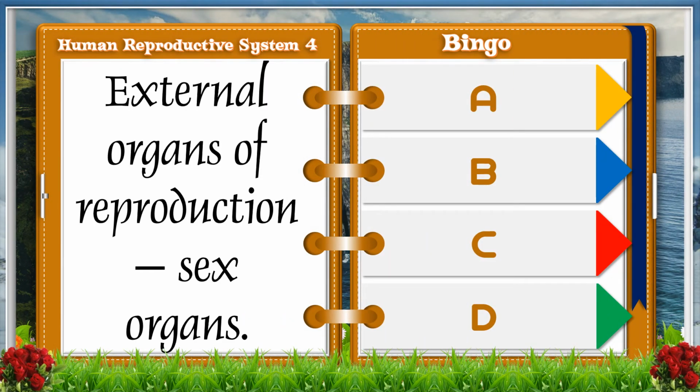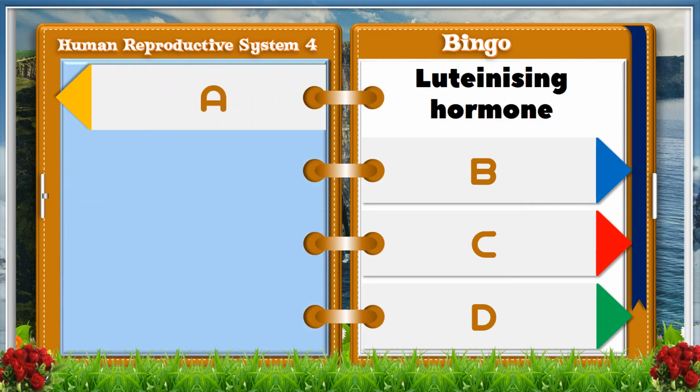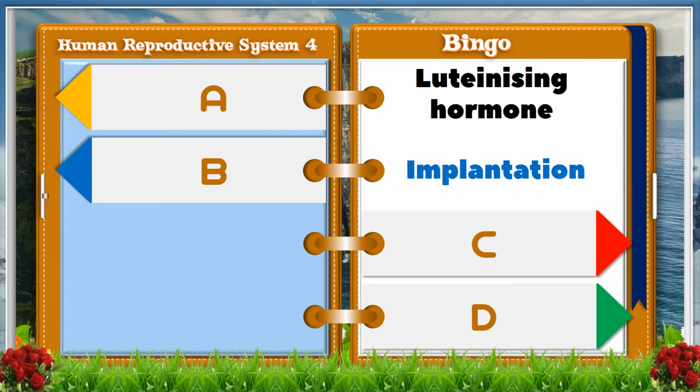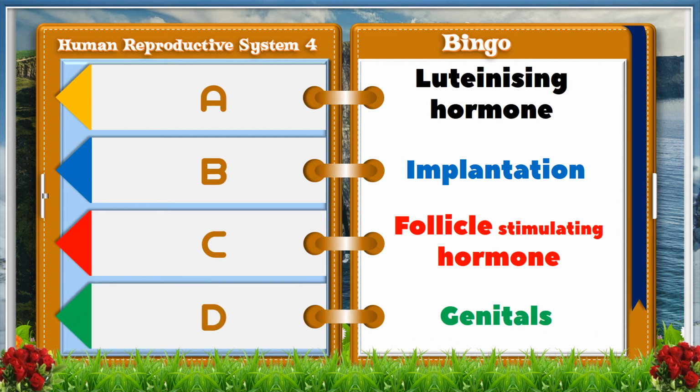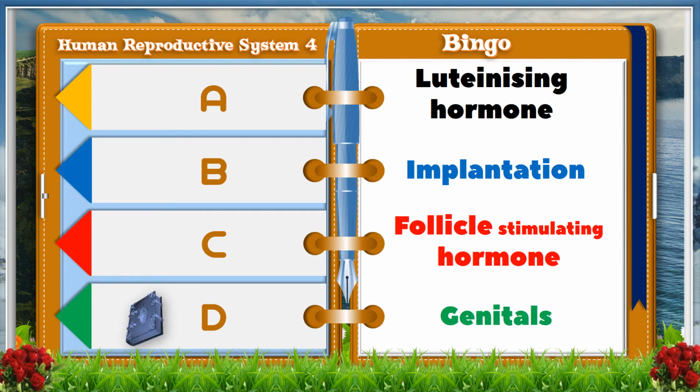External organs of reproduction. Sex organs. A. Luteinizing hormone. B. Implantation. C. Follicle-stimulating hormone. D. Genitals. And the answer is D. Genitals.